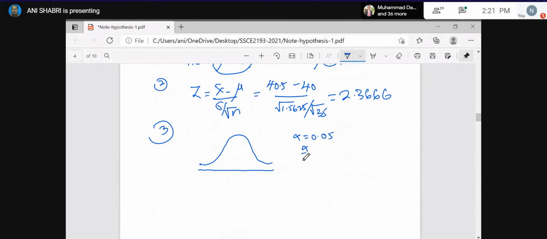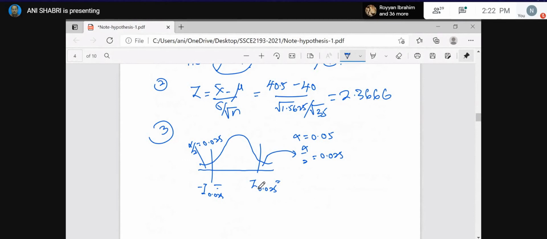Alpha divided by 2 is 0.025. This one is Z 0.025, and this one is negative Z 0.025. Okay, try to find the value of Z 0.025 from the table.